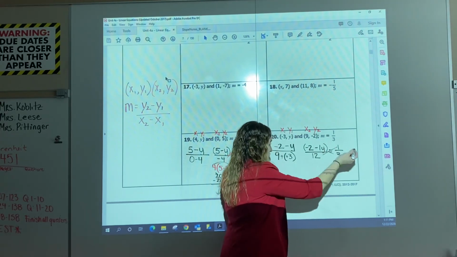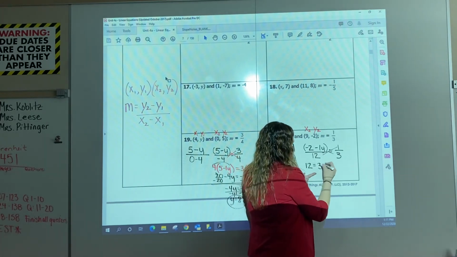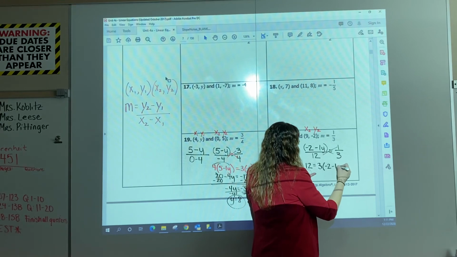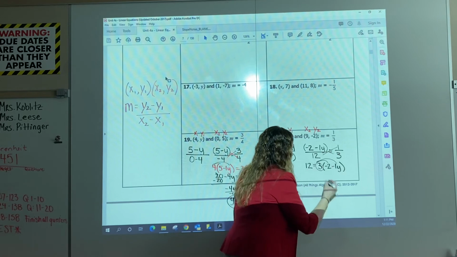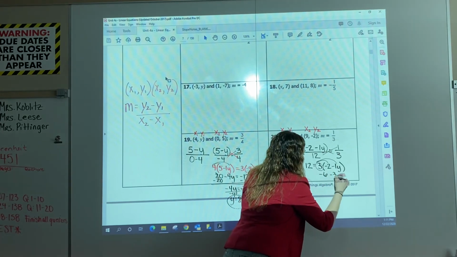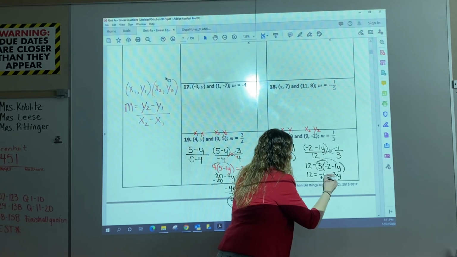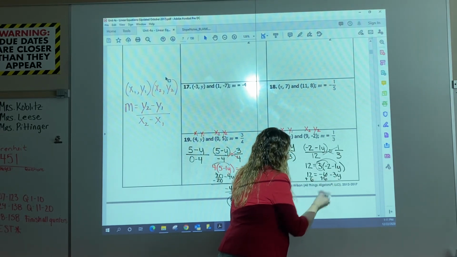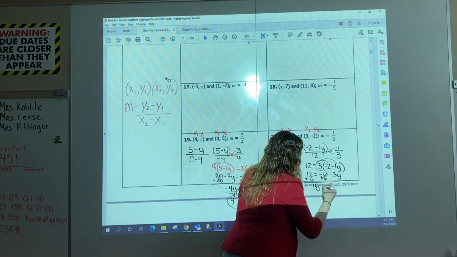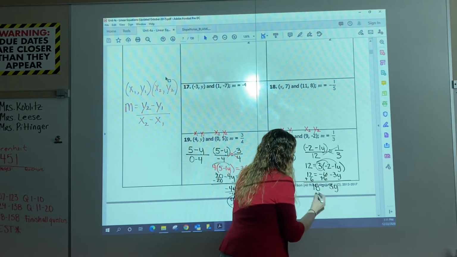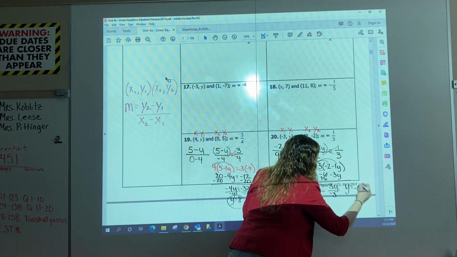So I have 12 times 1, which would be 12, equals 3 times this whole thing, negative 2 minus 1y. So let's distribute this positive 3, giving us negative 6 minus 3y. Bring down my 12. If I add 6 to the 12, that goes on the right. Over here, I'll have a positive 18. I'll bring down my negative 3y, and then if I divide by negative 3, y equals negative 6.